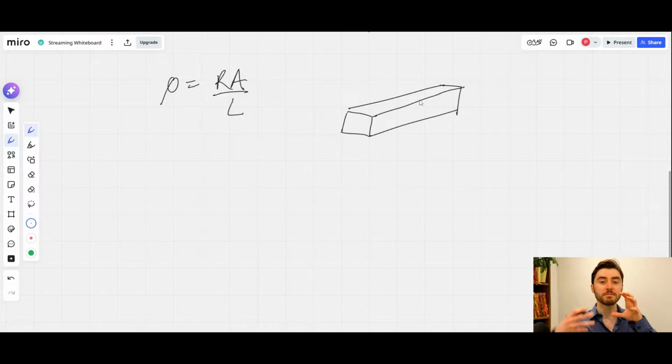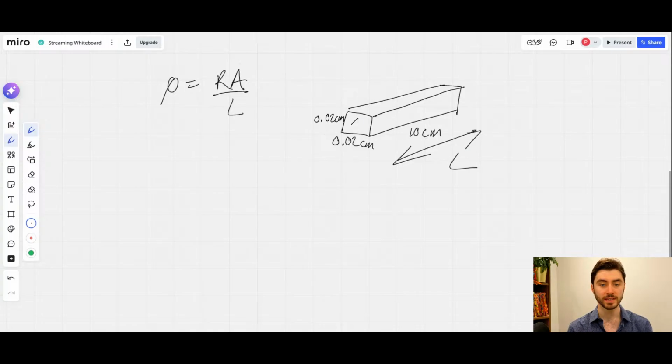So they modeled a wire as a cuboid of 0.02 centimeters by 0.02 centimeters, and 10 centimeters long. It's your job to understand that the A in this equation is the cross-sectional area. You must also know that the current is flowing the long way through the wire, so that is the length, and this here is the cross-sectional area it passes through.